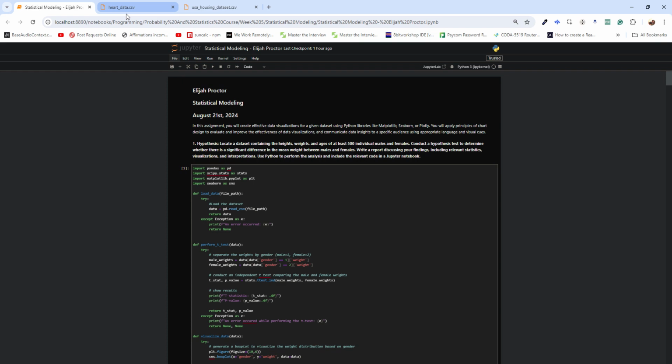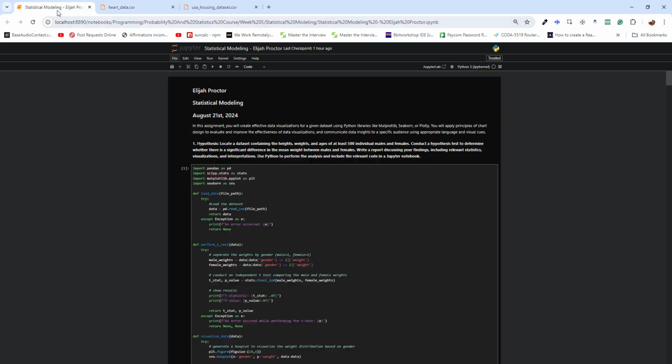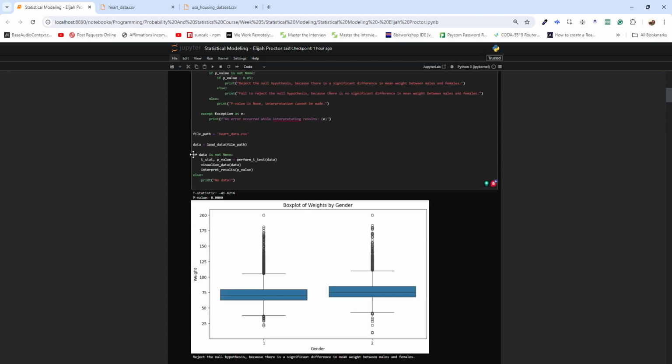We have 6 tasks to go over. The first 4, we're going to be using this heart data set, which has our age in days, our gender, 1 represents male, 2 represents female, our height in centimeters, and our weight in kilograms. And so our first one is our hypothesis task. We're just going to go over what is outputted.